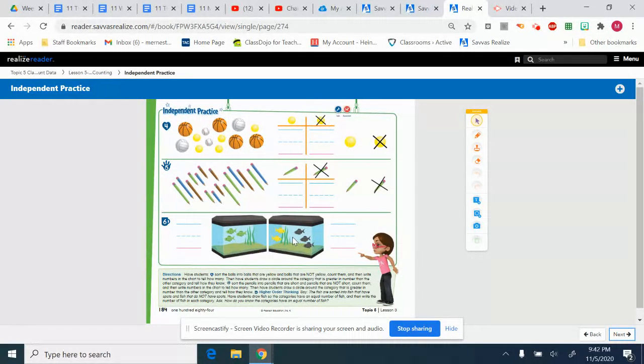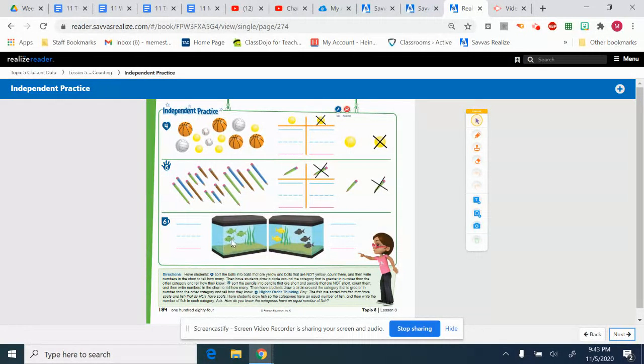Then the bottom is a little bit higher thinking, which means you really have to think. The fish are sorted into fish that have spots and fish that do not have spots. Have the students draw fish so the categories have an equal number of fish. Then write the number of fish in each category. Ask, how do you know the categories are equal? So that's what you need to do.